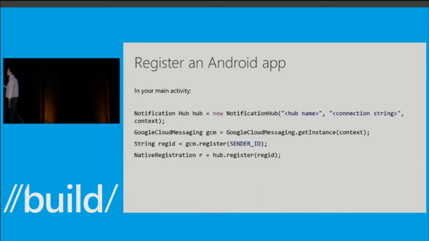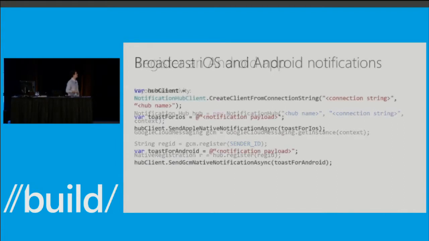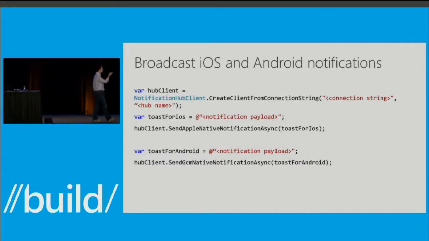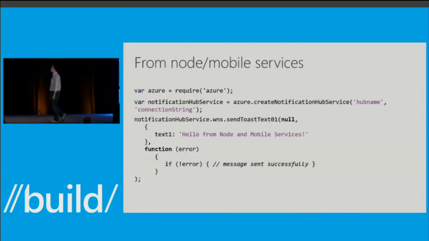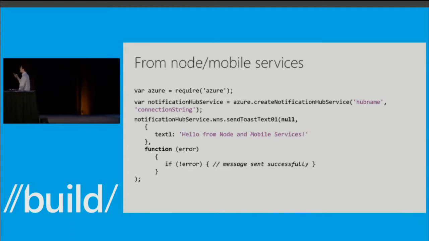Android, same idea. You go from GCM, you register, you get a registration ID, and then you call your hub.register. Broadcasting, very easy. You provide the payload and you send to Apple, you send to GCM. From Node and mobile services, just require the Azure SDK. This is the same code that we saw in the mobile service.